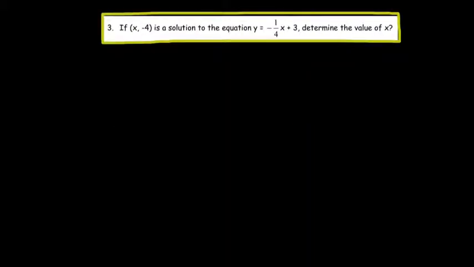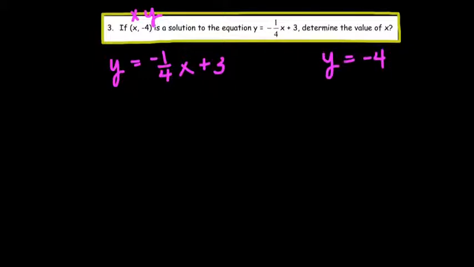Alright, same concept on number 3. It says if (x, negative 4) is a solution to the equation y equals negative 1/4 x plus 3, determine the value of the x. So this time here's my equation, my function, negative 1/4 x plus 3, and I'm given the values (x, negative 4). So that means my y is equal to negative 4, and again I don't know my x value. So in order to solve this, I'm going to take this y here of negative 4 and plug it in where that y value is.